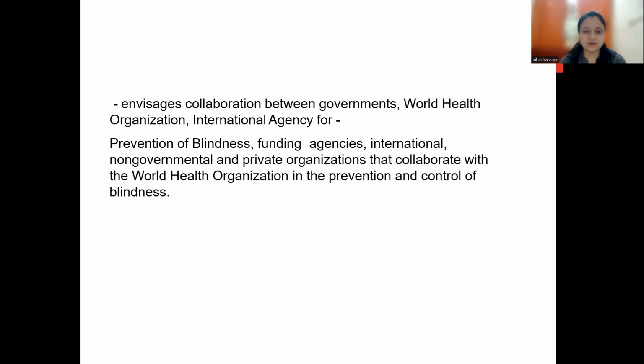It envisages collaboration between governments, WHO, the International Agency for the Prevention of Blindness, funding agencies, international non-government organizations, and private organizations that collaborate with the WHO in the prevention and control of blindness.